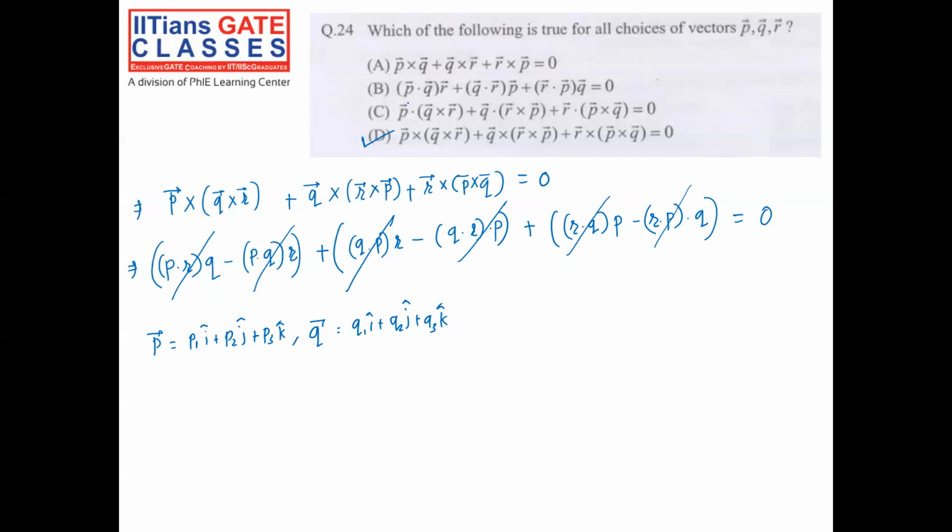Even in option C, it's a combination of dot and cross. Even if you simplify it, let's say the first term of the third option is P bar dot Q bar cross R bar. You may write it as P bar cross Q bar dot R bar, but you will end up with similar terms, and on further calculation of it, we'll realize that it is not necessarily equal to 0. Okay, so as I have shown, option D is correct here in this case.